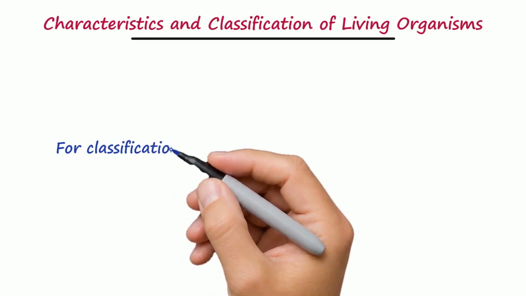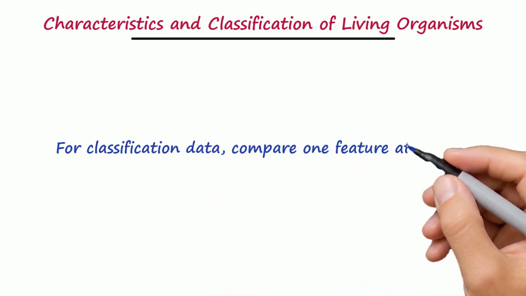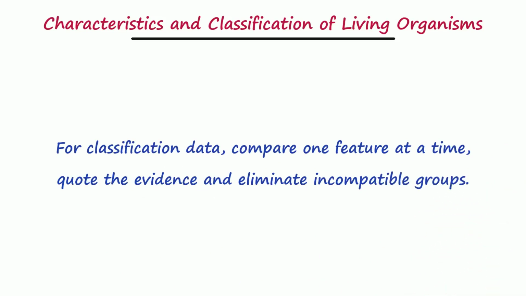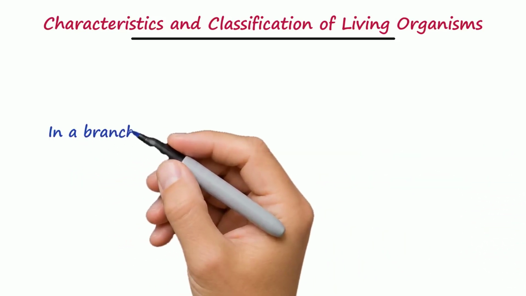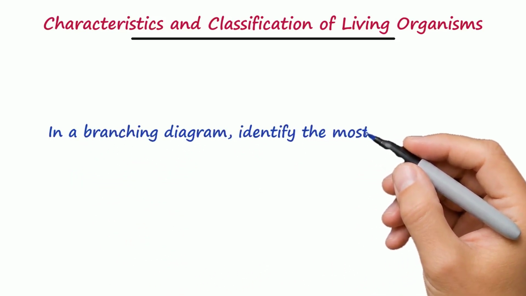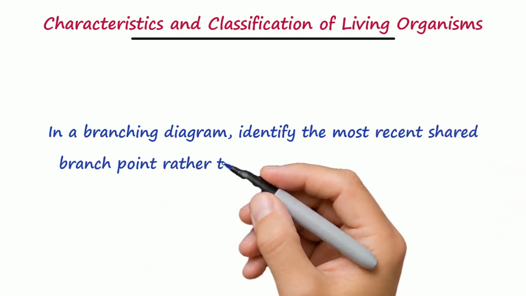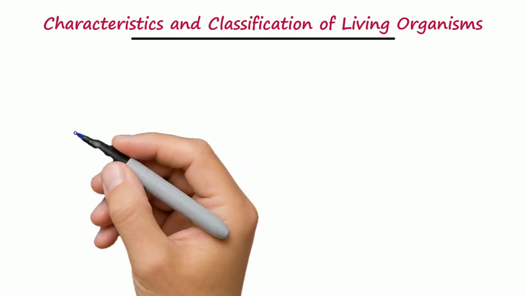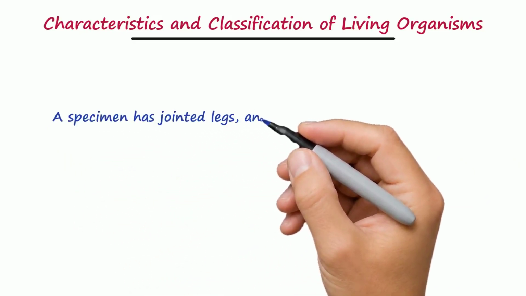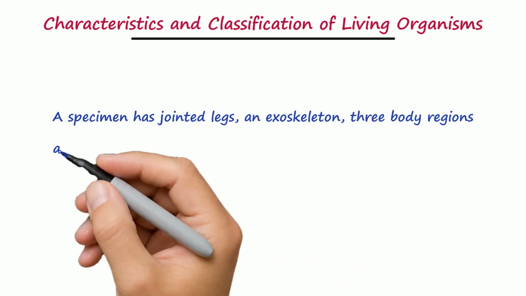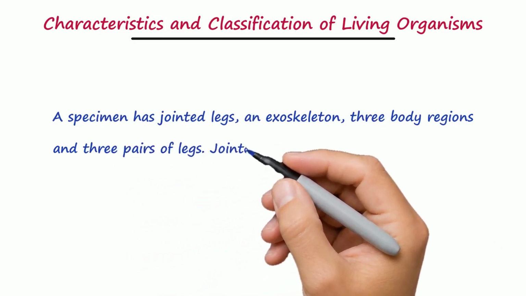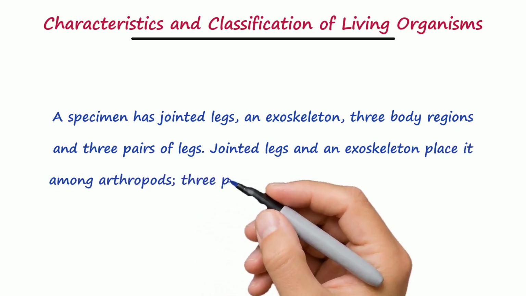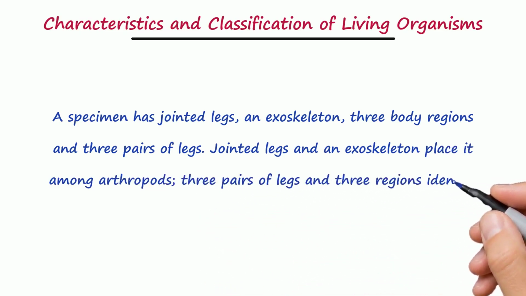For classification data, compare one feature at a time, quote the evidence and eliminate incompatible groups. In a branching diagram, identify the most recent shared branch point rather than judging closeness from page position. A specimen has jointed legs, an exoskeleton, 3 body regions and 3 pairs of legs. Jointed legs and an exoskeleton place it among arthropods, 3 pairs of legs and 3 regions identify an insect.